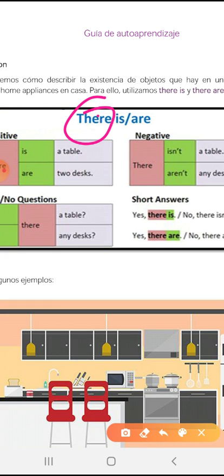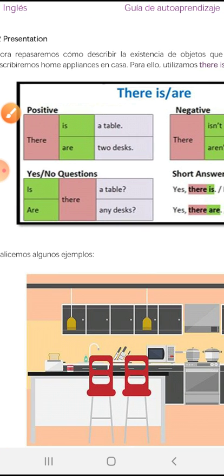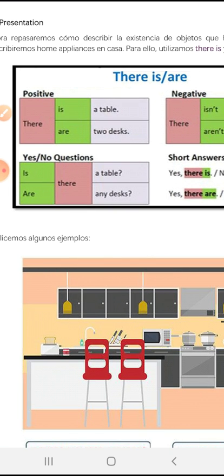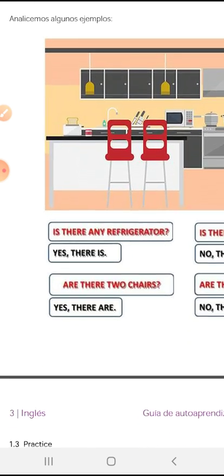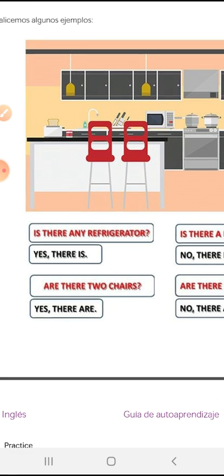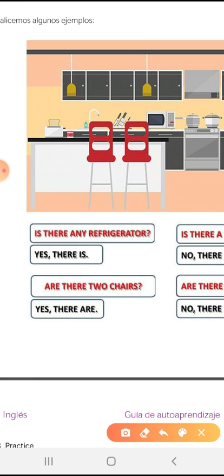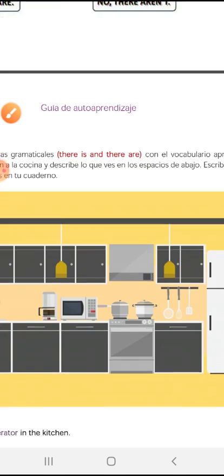Yes, practice with there is and there are. Okay, we will be saying what there is in a house and what there is not in our house. We will also say what there are, what objects we have in our house. Yes, what objects there are in our house and what objects there are not in our house. Besides that, we have some examples here on how to ask questions, preguntas, and how to answer those questions, cómo responder.